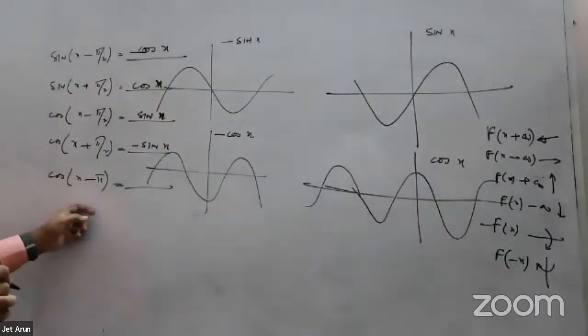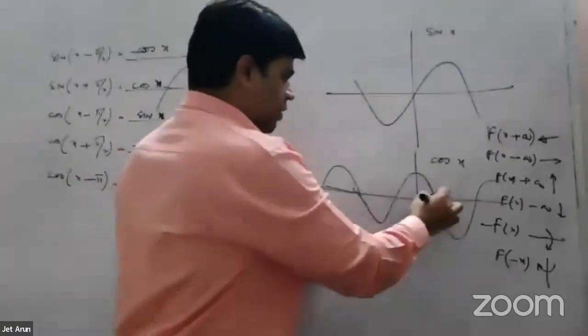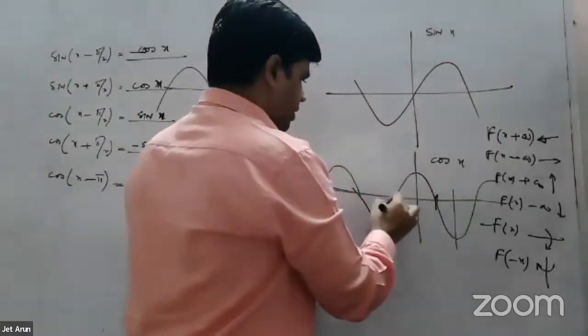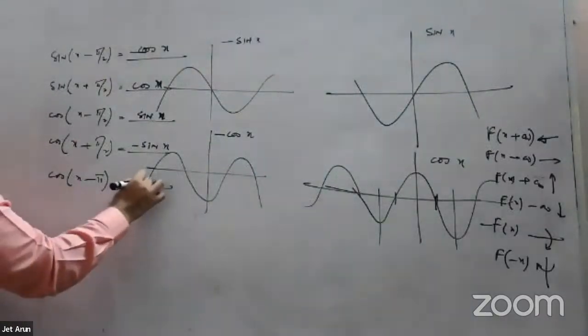Cos of x minus pi. Are you all following, students? Cos of x minus pi. This is pi by 2 and this is pi. This is pi by 2 minus pi. So I shift it towards right by pi, I get minus cos x.